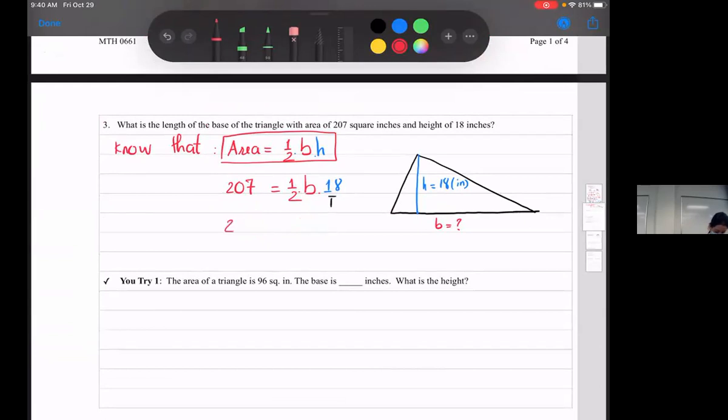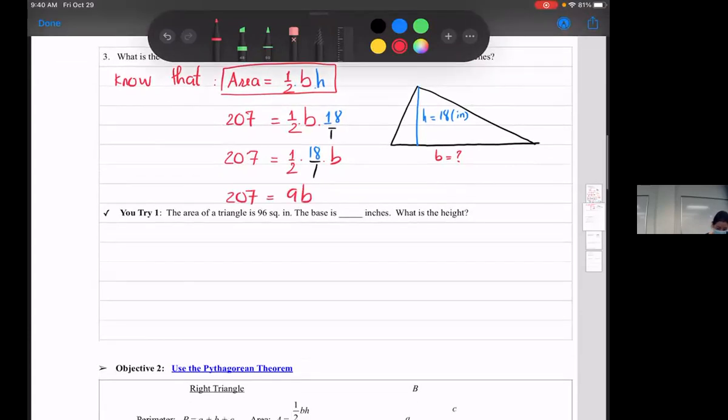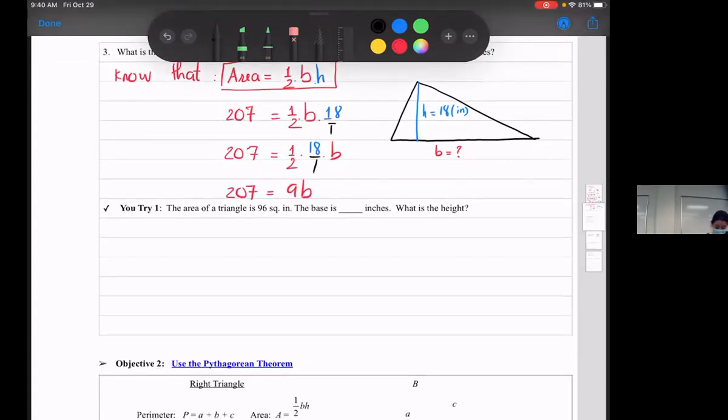The left hand side, I'm going to rewrite it. On the right hand side, can I move 18 next to one half? Yeah. You can do that, right? I can move things around. 3 times 2 is simply 2 times 3. 18 divided by 2 is 9. So 207 equal 9B. How do I solve for B? Divide by 9.